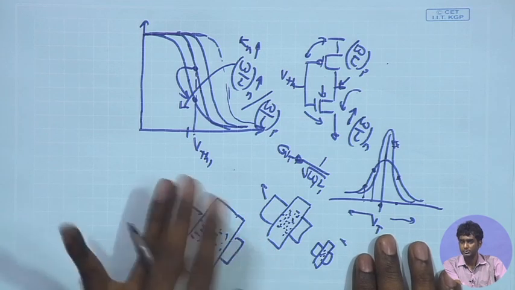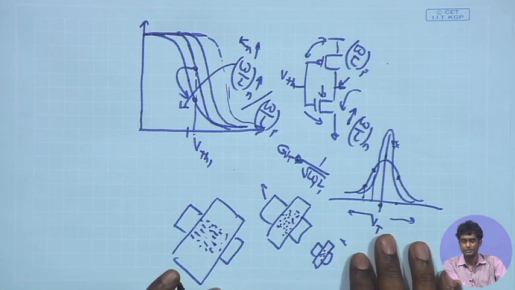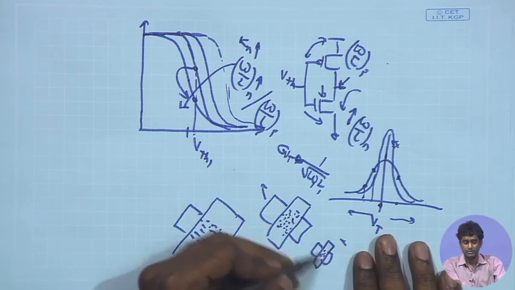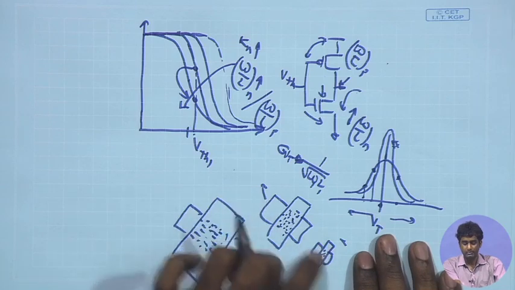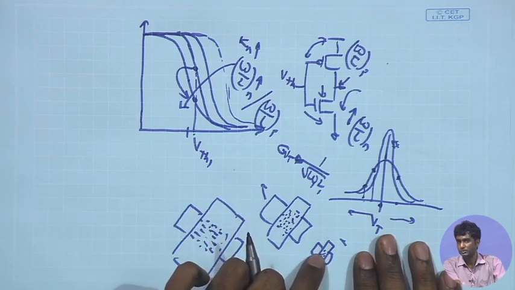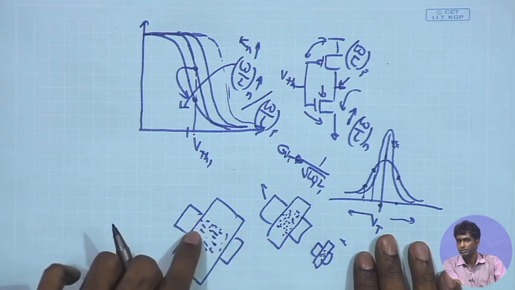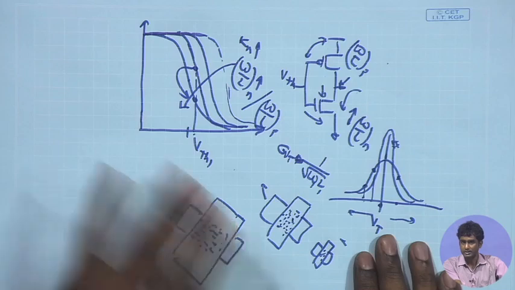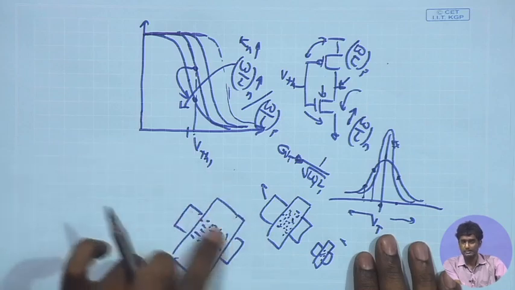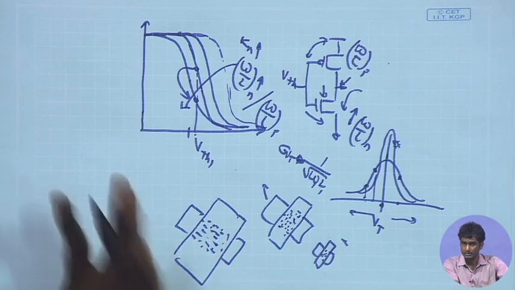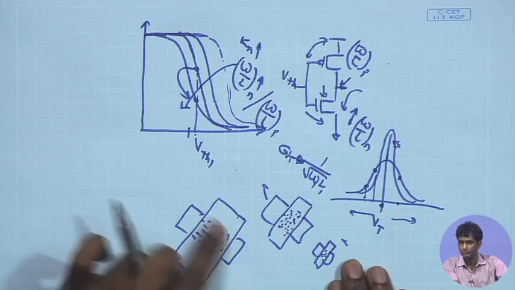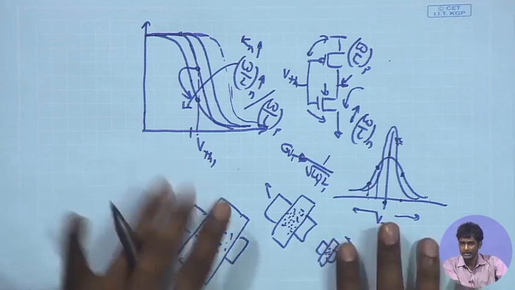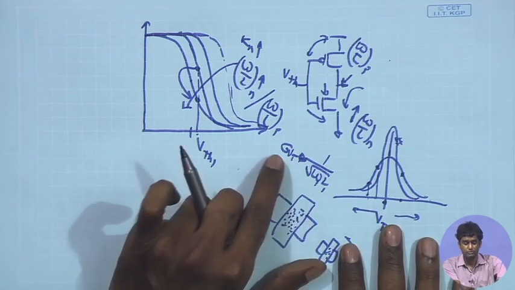also reduces with area, because the probability of finding electrons per unit area is given, and with a small area the probability of fluctuation is much larger, whereas the probability per unit area is multiplied by this larger area, so you are averaging the probabilities over a much larger area, and as a result the percentage variation in the absolute number of dopants is relatively smaller. As a result, a larger area of the device, larger WL, leads to smaller sigma VT.